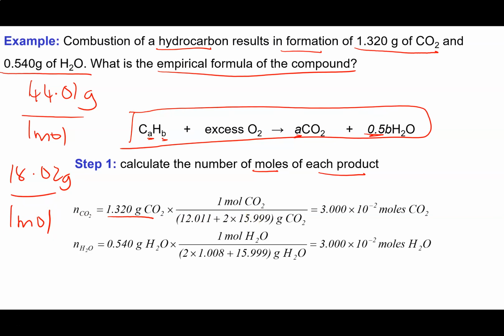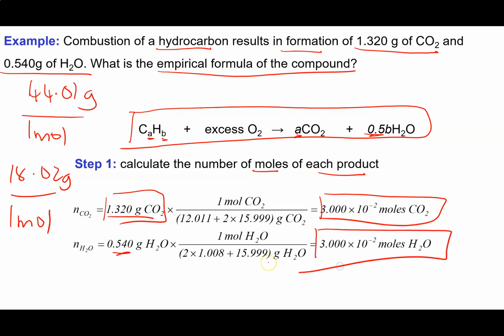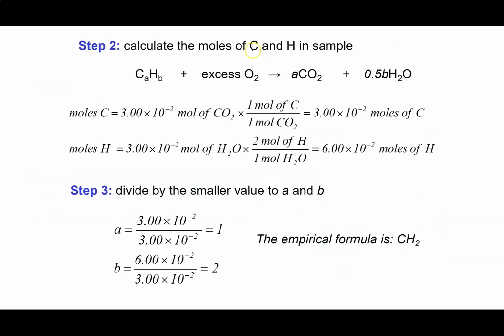So how much have I got here? 1.32 times 1 on 44.01 gives me 3 by 10 to the minus 2 moles of CO2 in this case, and then I'm going to do the same with the water. 0.54 grams of water times 1 on 18.02, and sure enough, I got 3 by 10 to the minus 2 moles of water. So I don't want the moles of water, I want the moles of carbon and the moles of hydrogen atoms. So that's what I'm going to do here, calculate the moles of carbon and hydrogen in the sample.